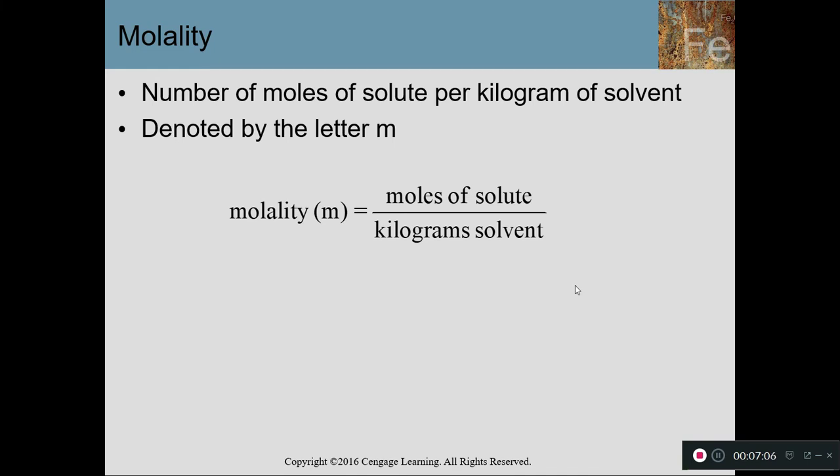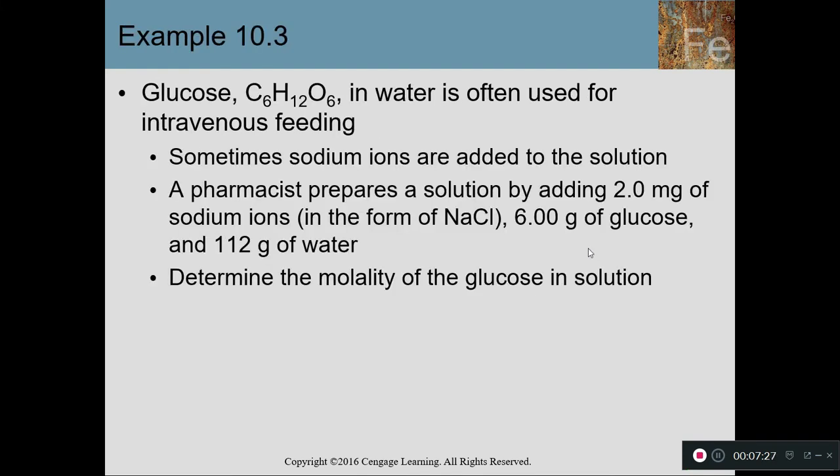This is often used when it's very difficult to know what the total volume or the total mass of the whole solution is. So if I were just to measure out a set number of grams of something, and I know the grams of whatever I'm dissolving it into, molality seems to be a little more appropriate measurement rather than trying to worry about the total solution's volume. So let's look at an example.